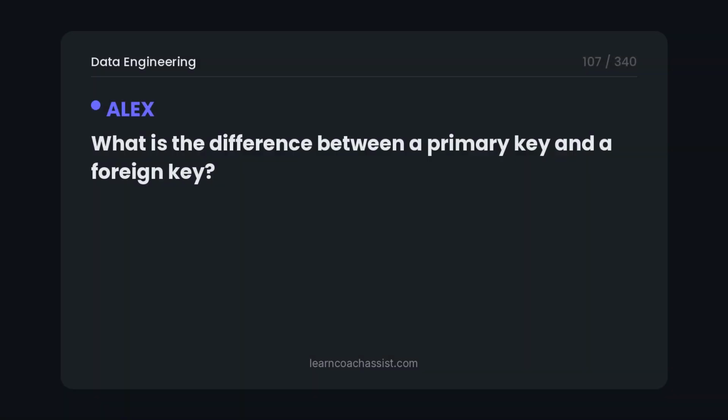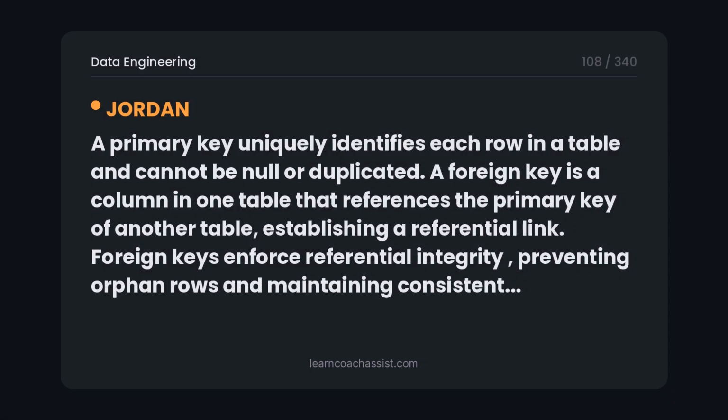What is the difference between a primary key and a foreign key? A primary key uniquely identifies each row in a table and cannot be null or duplicated. A foreign key is a column in one table that references the primary key of another table, establishing a referential link. Foreign keys enforce referential integrity, preventing orphan rows and maintaining consistent relationships across tables.